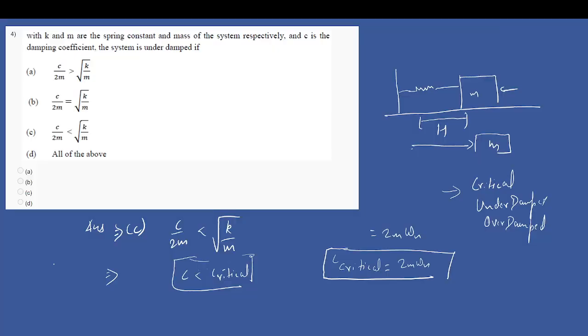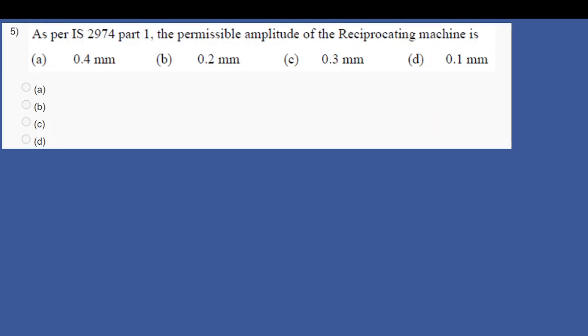Sure. Let's move to question number fifth. As per IS 2794, the permissible amplitude of the reciprocating machine is. So you need to find what is the permissible amplitude which you can allow for the reciprocating machine.